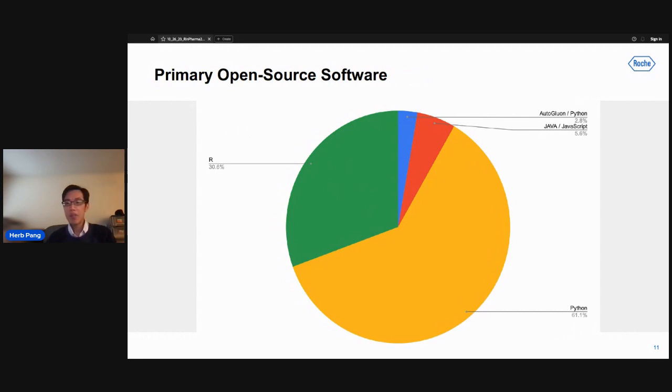Given that it's our in Pharma conference, it's interesting to look at what the primary open source software used in those research was. A majority of it came from Python, about 60%, but there is also a big chunk using R, with about 30%. A smaller portion involves Java or JavaScript, as well as Python in combination with some other tools.